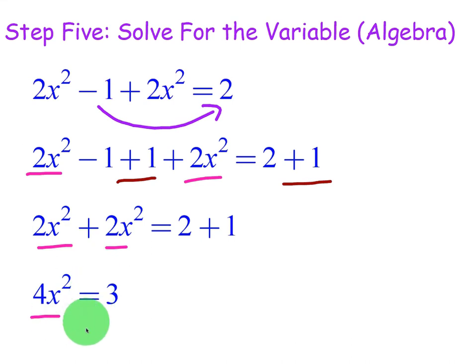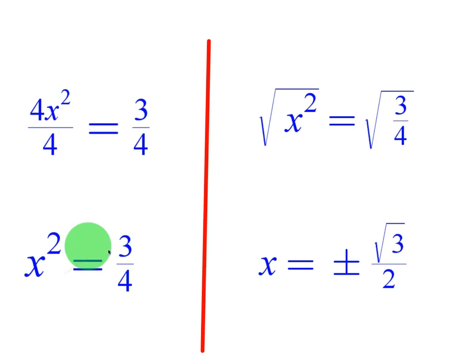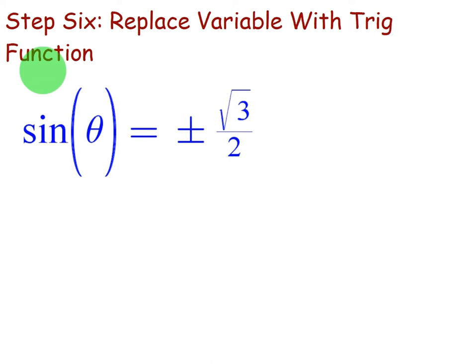Next, we're going to divide by 4 and take the square root. Divide by 4, take the square root. The square root of 3 is square root of 3, but the bottom becomes 2. And because we took the square root, don't forget, every time you take the square root, to put plus or minus. So we have x is equal to plus or minus the square root of 3 over 2. Awesome. Now we're going to replace the variable with the trig function, since that's what we're doing.